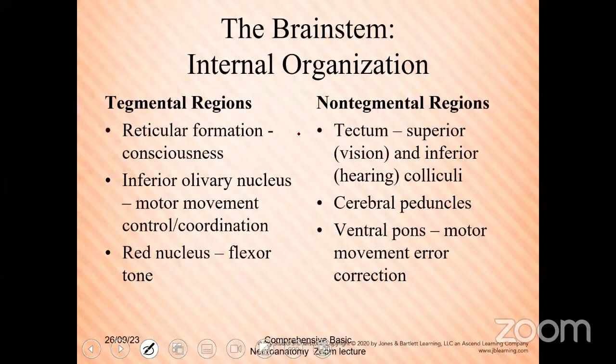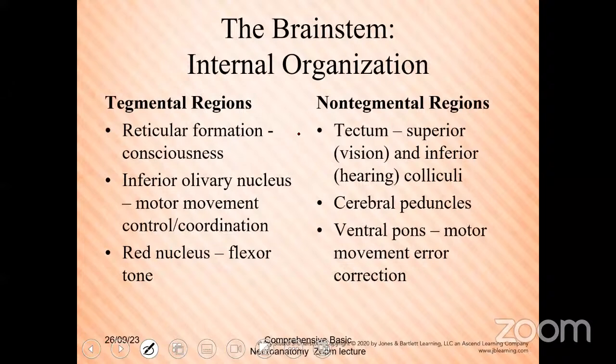So the internal organization of the brainstem, if you look at it, is called the tegmental region and tectum region. Tectum is the posterior part, tegmental is the anterior part, which has got the reticular formation, which is important for consciousness. The inferior olivary nucleus is for motor movement, control and coordination. Then the posterior columns, which end in the nucleus gracilis and cuneatus and second order neurons, they cross as fibers and enter the cerebellum, and these are also present there. Red nucleus, which has got an action on the flexor tone.